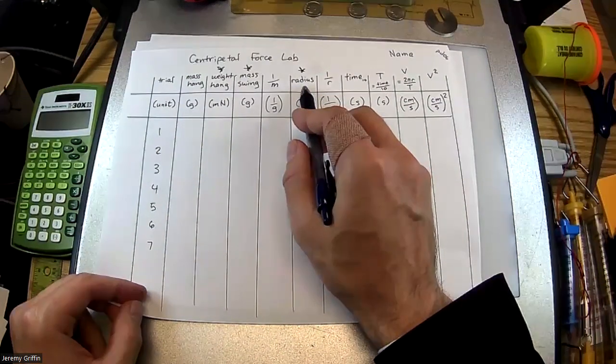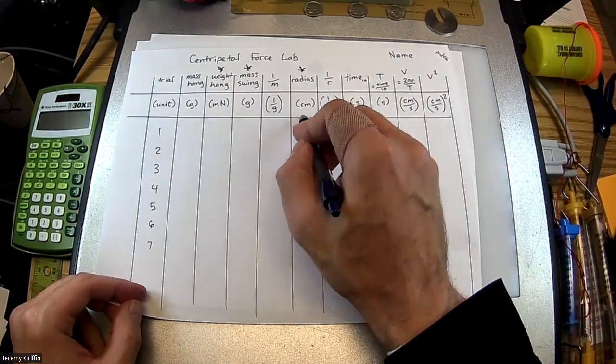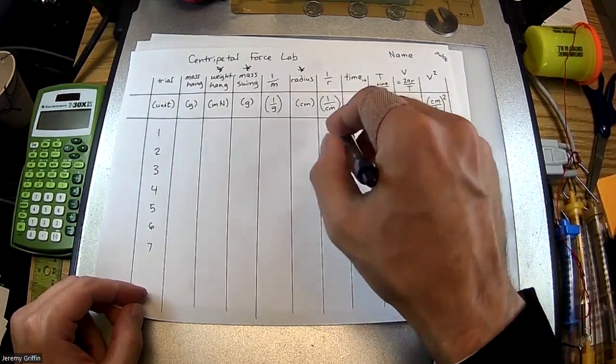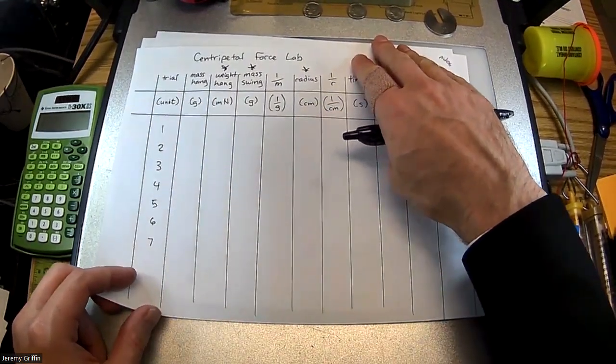What's the radial size of the circle? Say, in centimeters. You can do meters or centimeters, it's fine. Then take the reciprocal of that. I think that's about where the bell rang last time I saw you guys.